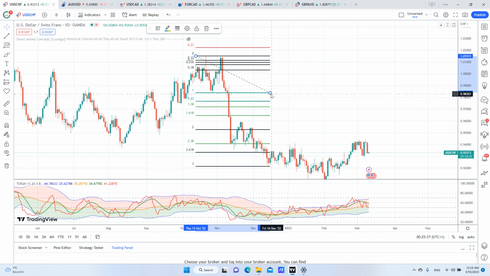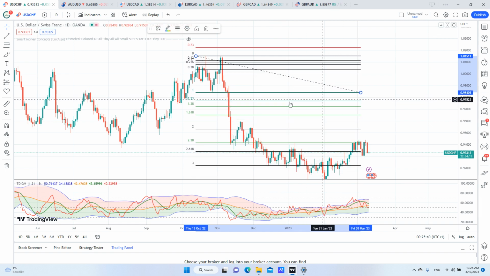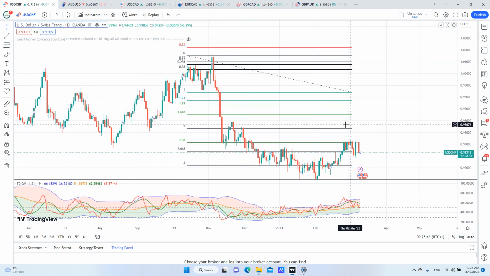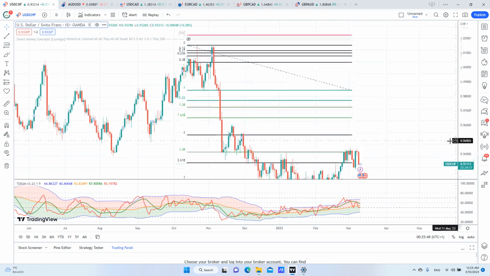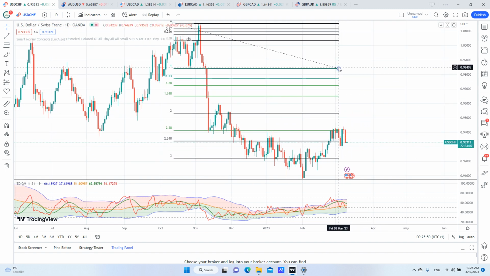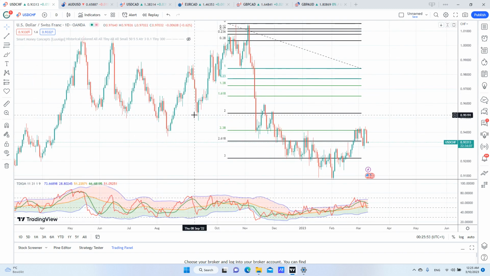So that's also, as I said before, why I prefer to enter on Thursday, the day before the NFP. But you have also to accept that it is a little bit risky. That's it for today.